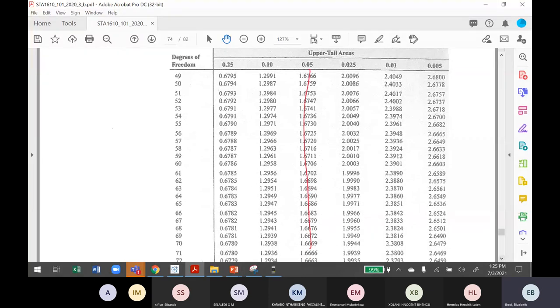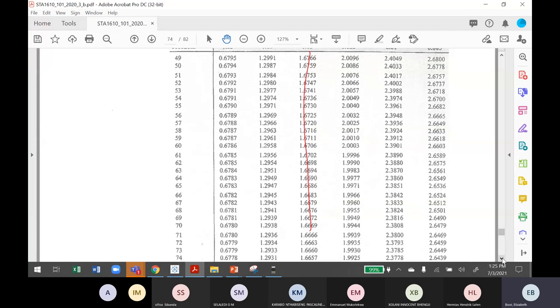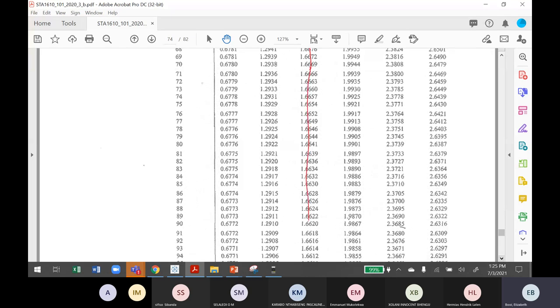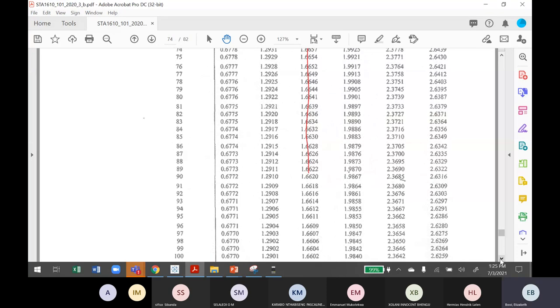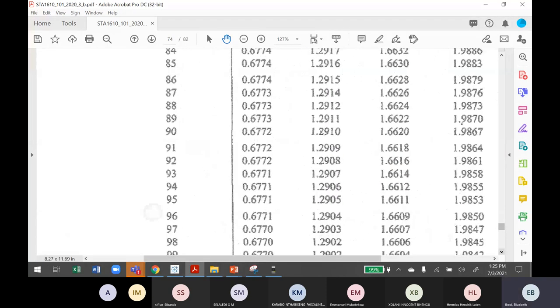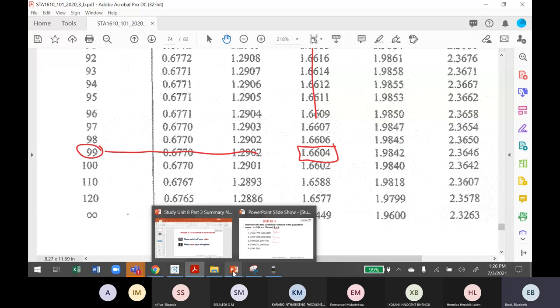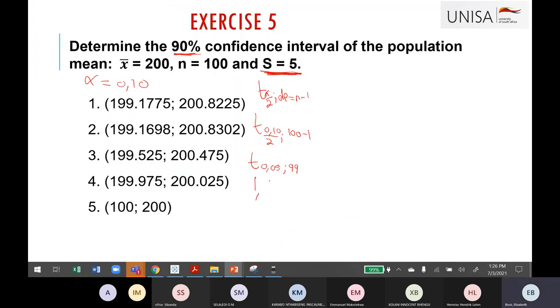We know that we are on this column so that we don't lose track of where we are. We need 99, 90, 90. Okay. Gonna lose that, just highlight it so that we don't lose that. So our 99, and that is your critical value, which is 1.6604. Write it, 1.6604.